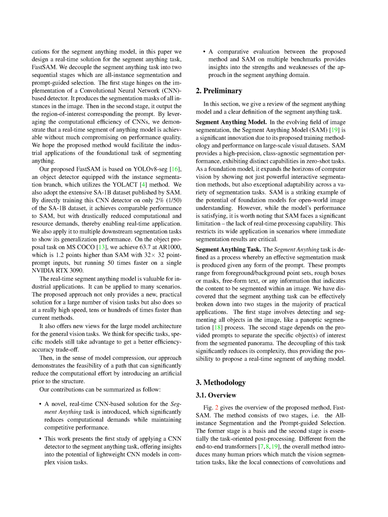Our proposed FAST model is built on YOLOv8-seg, an object detector equipped with an instance segmentation branch, which uses the YOLACT method. We have also used the extensive SA1B dataset. By training this CNN detector on just 2% of the SA1B dataset, it performs comparably to the segment anything model but requires significantly fewer computational resources, enabling real-time application. We have also demonstrated its performance on a variety of downstream segmentation tasks.